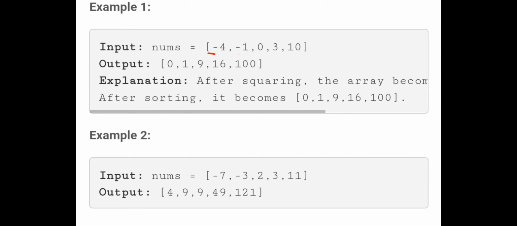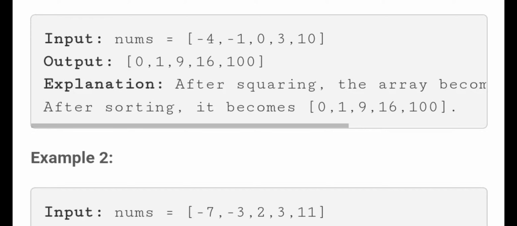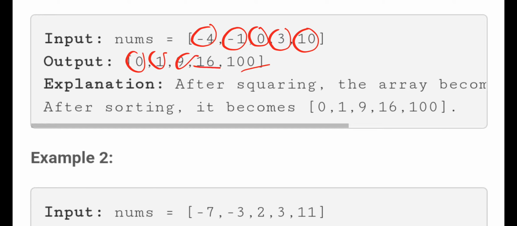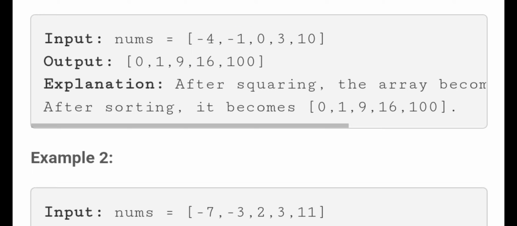So the array is -4, -1, 0, 3 and 10. 5 elements are there, 2 negative and 3 positive. So what we are basically doing is squaring each of these elements. When you square it, what will happen? 16, 1, 0, 9 and 100. After sorting it, it will be 0, 1, 9, 16 and 100. So two steps are there. First square all of these elements, then sort it.